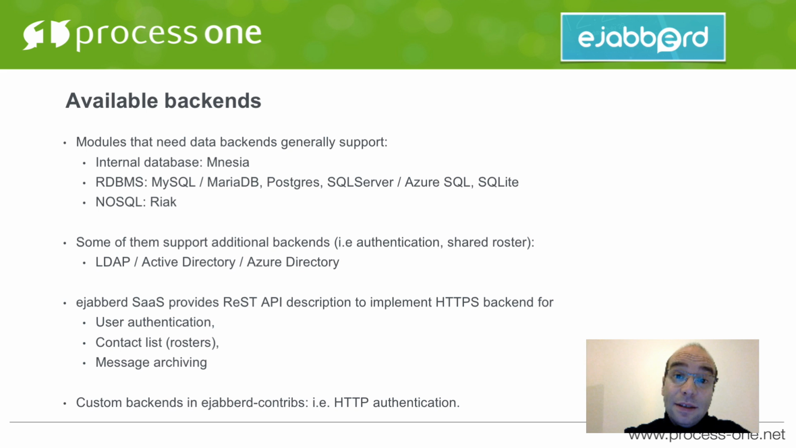And of course, you can write your custom backends or use backends that are provided as contributions in the ejabberd contribs GitHub repository. So for example, there is a contributing module for HTTP authentication. So this is a broad overview of the available backends.